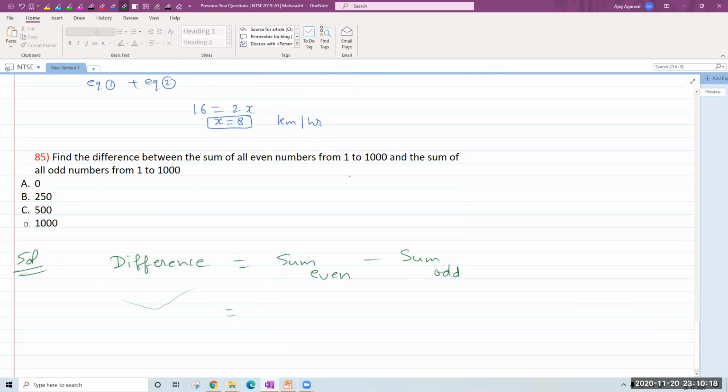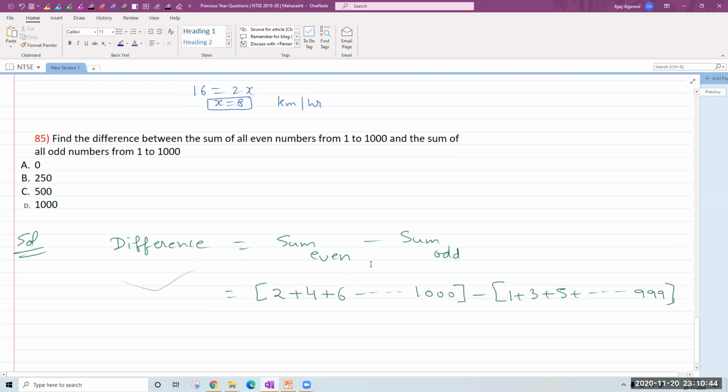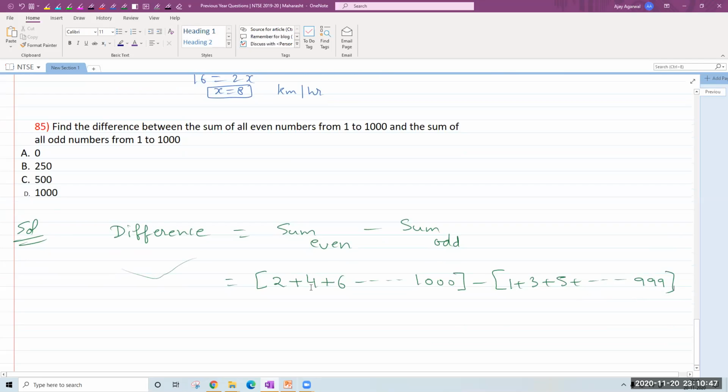What is the even number? Even numbers from 1 to 1000 start from 2. So 2 plus 4 plus 6 till 1000. And odd numbers start from 1 plus 3 plus 5 till 999. So even numbers start from 2 and go to 1000, and odd numbers start from 1 and go to 999. Now, is it an AP? Yes, because the difference is common and the difference is 2. The difference between 2 and 4 is 2, and between 4 and 6 is 2. So this is an AP.